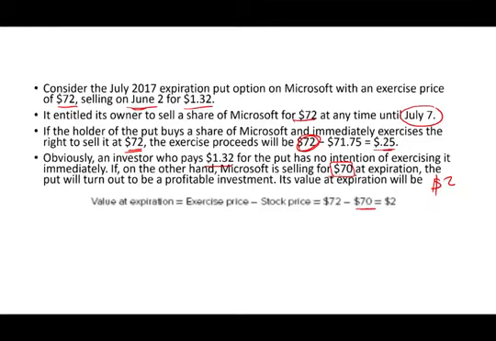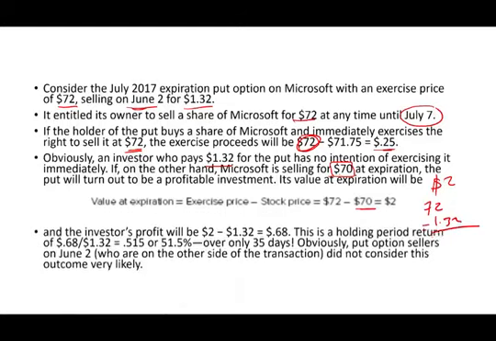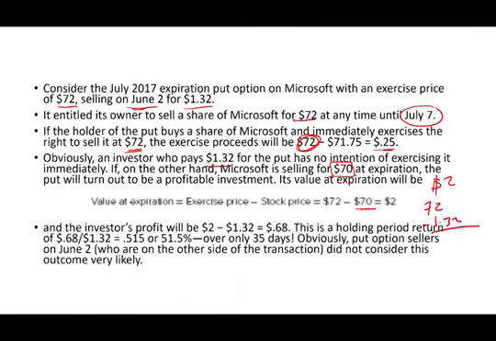Well, you want it to be below 72, but really you want it to be even below that. Remember, you paid $1.32, so you want it to be below that because you paid a premium. So the investor made a profit of $2, then you have to cover your premium, $1.32, so you made 68 cents per share, and if you bought 100 shares, you multiply that by 100.